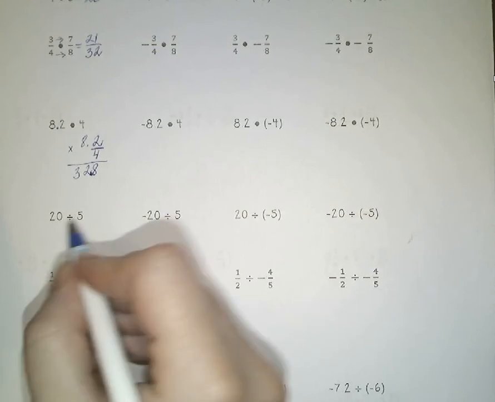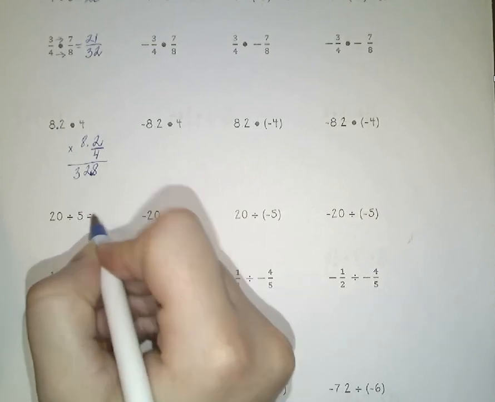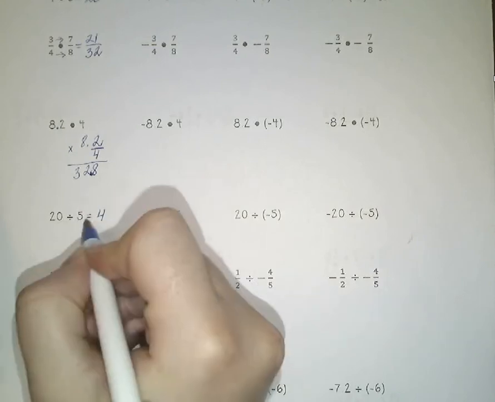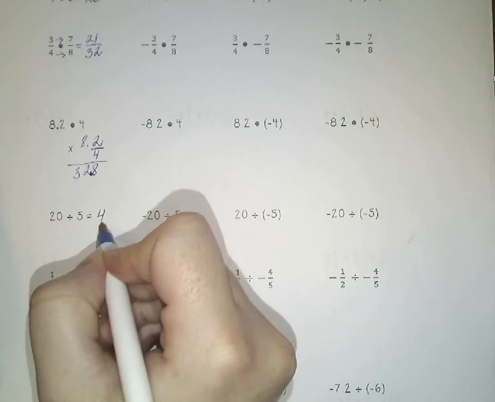So I will get 32 and 8 tenths. Okay, this is division, basic division. 20 divided by 5 is 4. We are dividing same signs, so we have a positive answer.